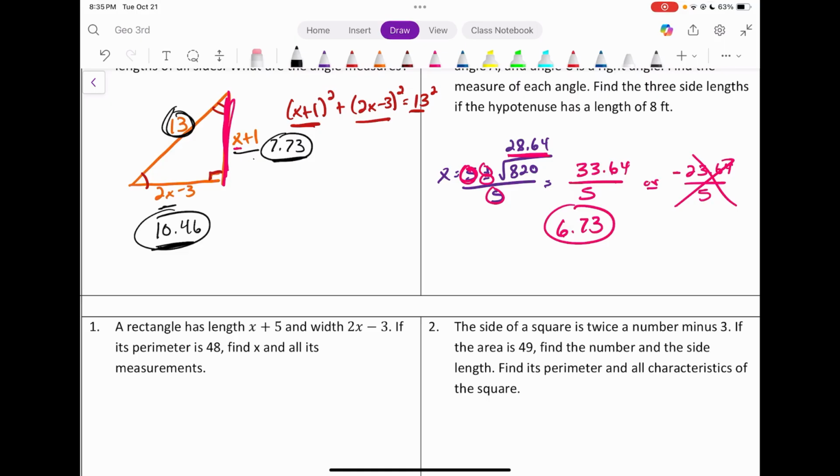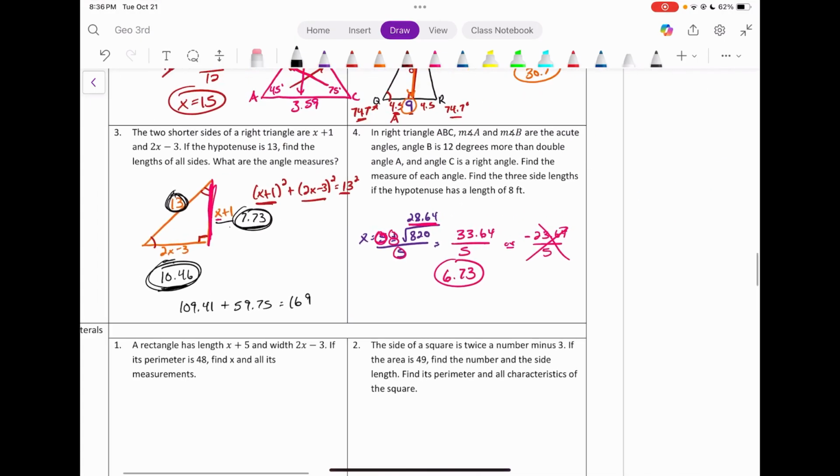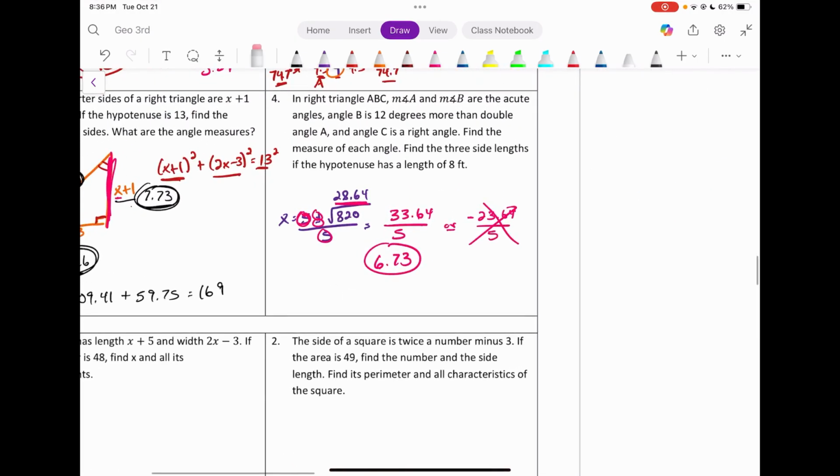And let me check that real quick. You get 109.41 plus 59.75 or so, and that equals c squared to be 169. If you were to actually add those together, you get somewhere around 169.1. So that's so close because we actually rounded these, so that is the correct answer. All right, the last one of these.